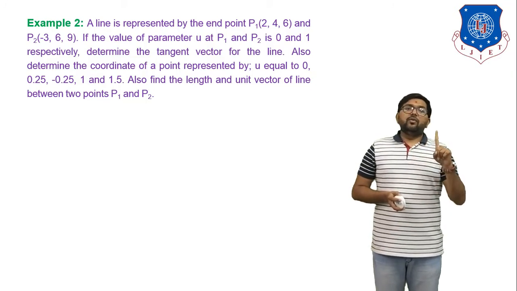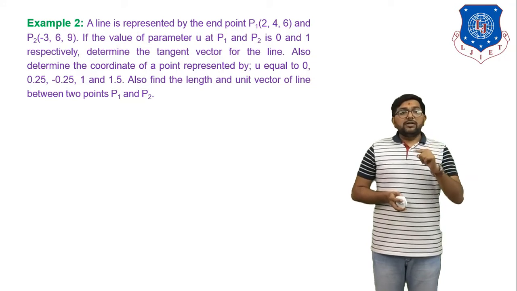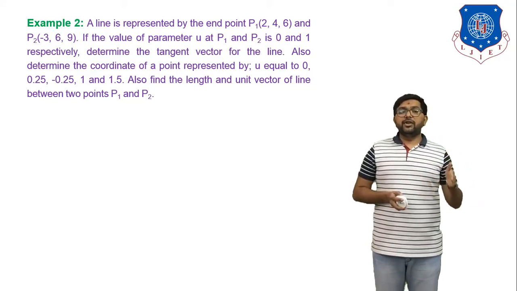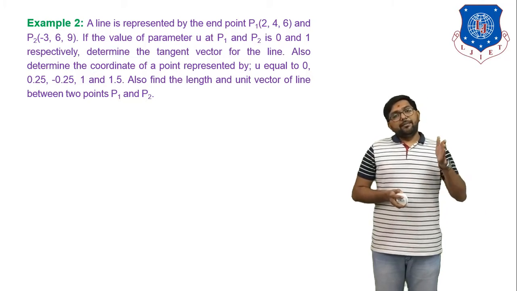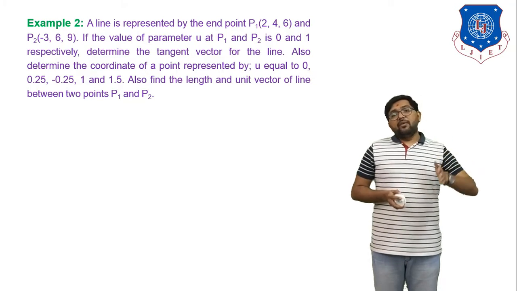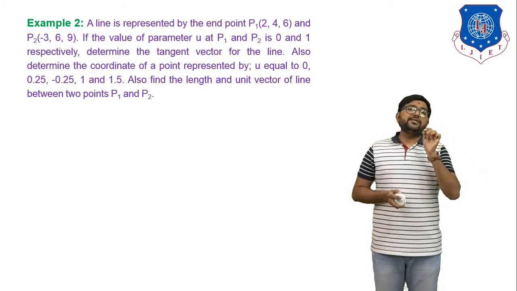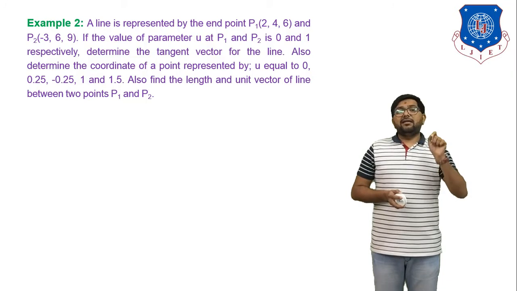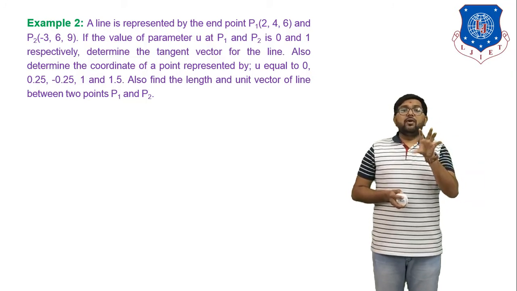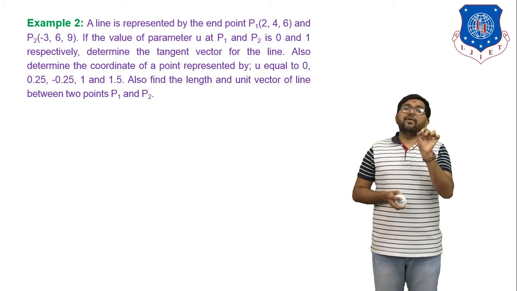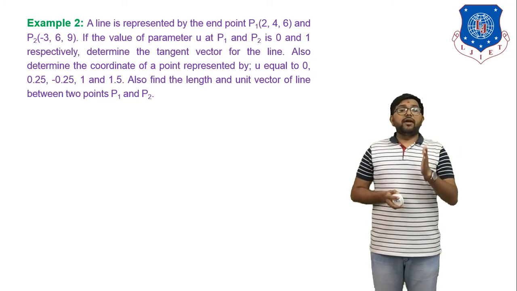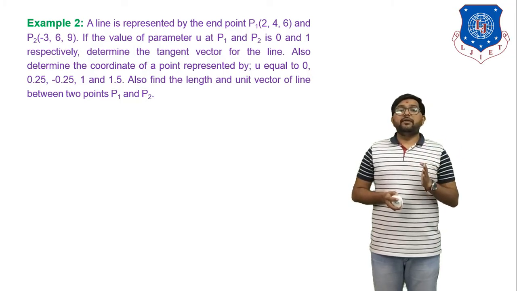So first, you have to determine the tangent vector. Also determine the coordinates of the point represented by u equal to 0, 0.25, -0.25, 1 and 1.5. So you have to find out the coordinates of the point at different values of u. Clear? So you have to find out a total of 5 coordinates with 5 values of u. Okay. Also find the length and unit vector of the line between the 2 points P1 and P2.